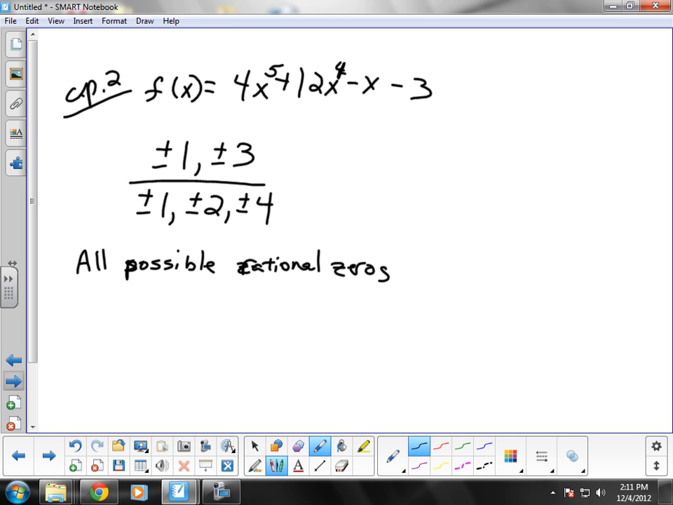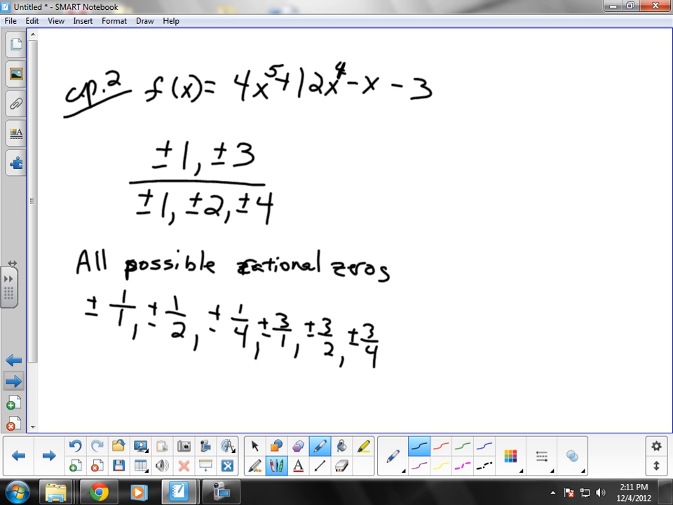So I take the 1 and I put it over 1. So positive, negative 1 over 1, 1 over 2, and 1 over 4. Now I take the next number in my list, and I get 3 over 1, 3 over 2, and 3 over 4. Okay. And that's my list. So you have to take everything on the top over every possibility on the denominator.